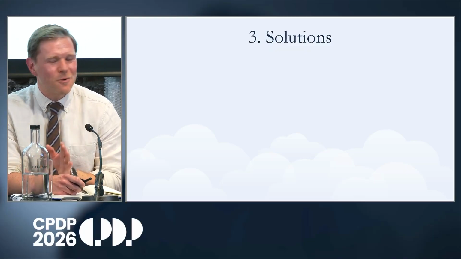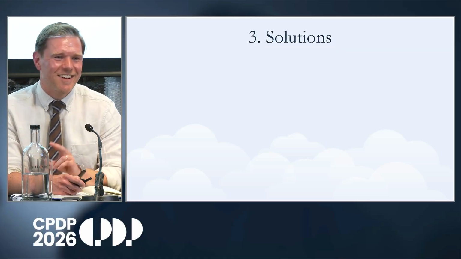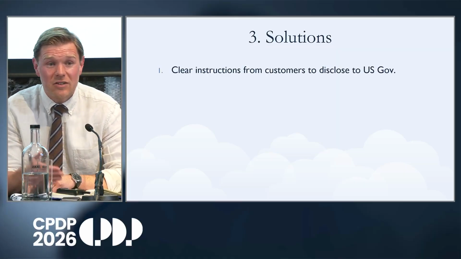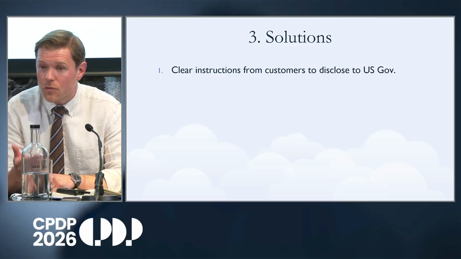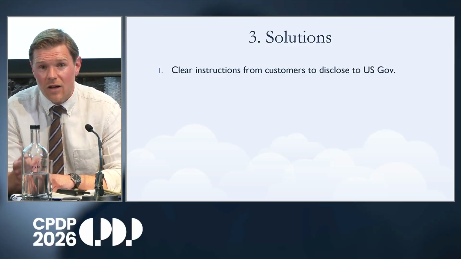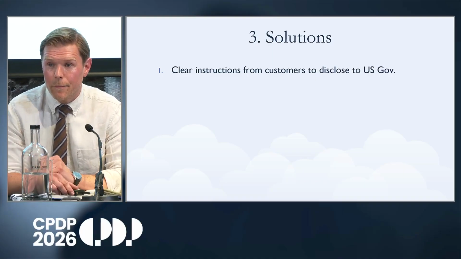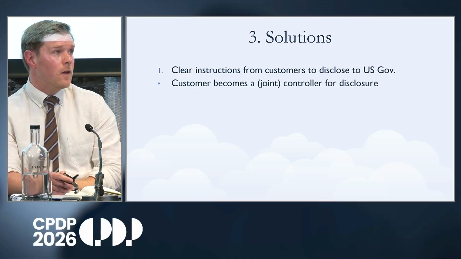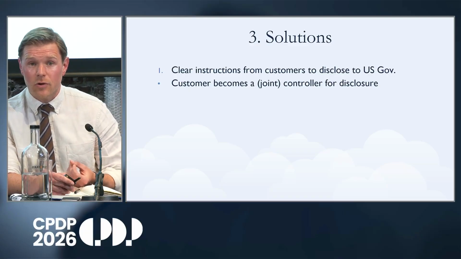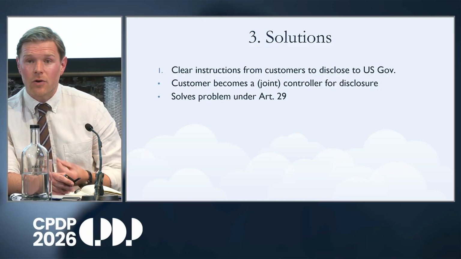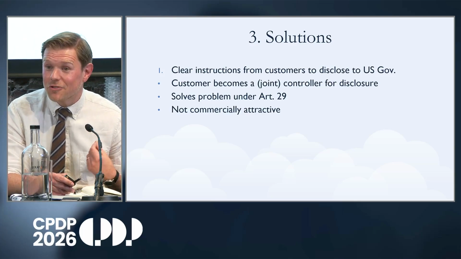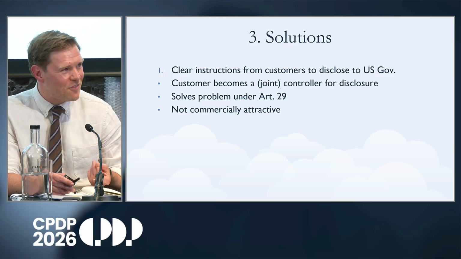So Dave, what should cloud providers do? I've got two quick answers. The first is that cloud providers need to obtain clear instructions from their customers to disclose customer data to the US government under US law. Right? In that case, the customer will become a joint controller for the disclosure, and that will solve our problem under Article 29.